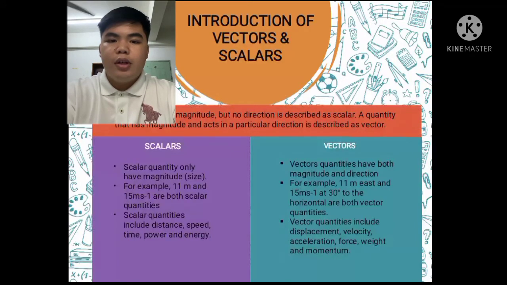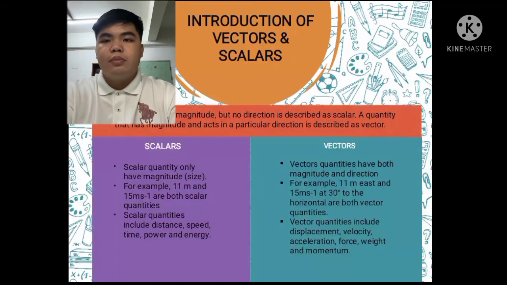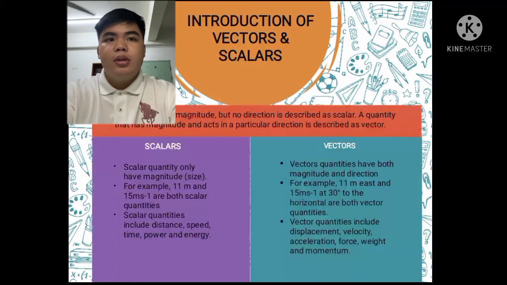Introduction of vector and scalars. A quantity that has magnitude but no direction is described as scalar. A quantity that has magnitude and acts in a particular direction is described as vector. This is the difference between scalars and vectors.